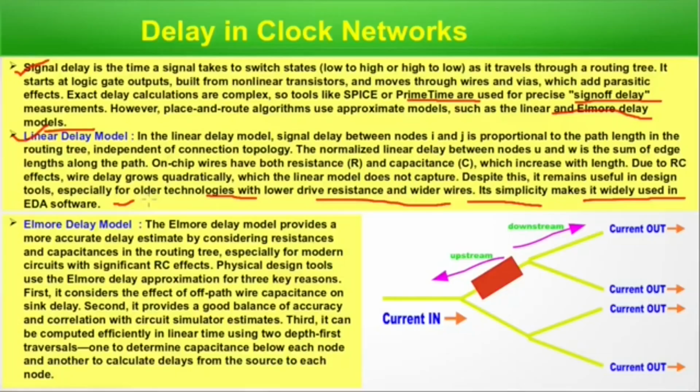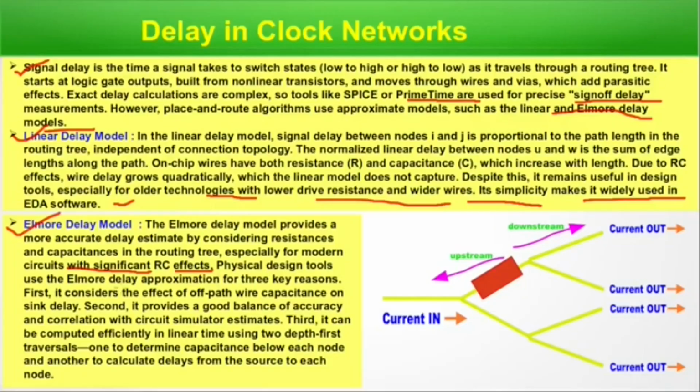It's quadratically increasing and we are trying to model it through a linear delay model. It's not appropriate, although it's a good assumption because it's a simple model and very useful for older technologies with lower drive resistance. The Elmore delay model, which we have already discussed in the interconnect series, provides a more accurate delay estimate by considering resistances and capacitances in the routing tree, especially for modern circuits with significant RC effect.